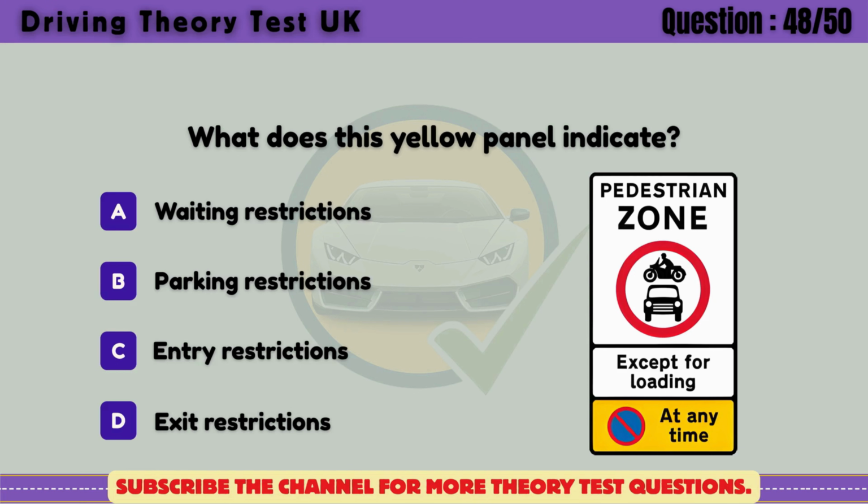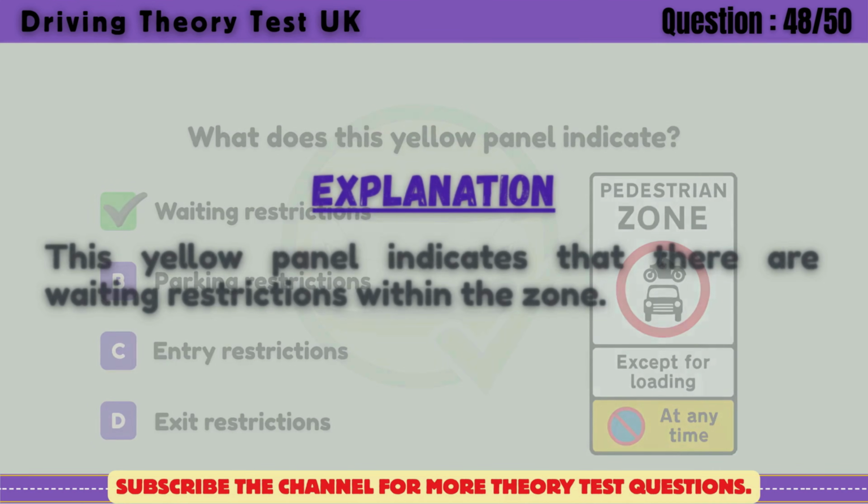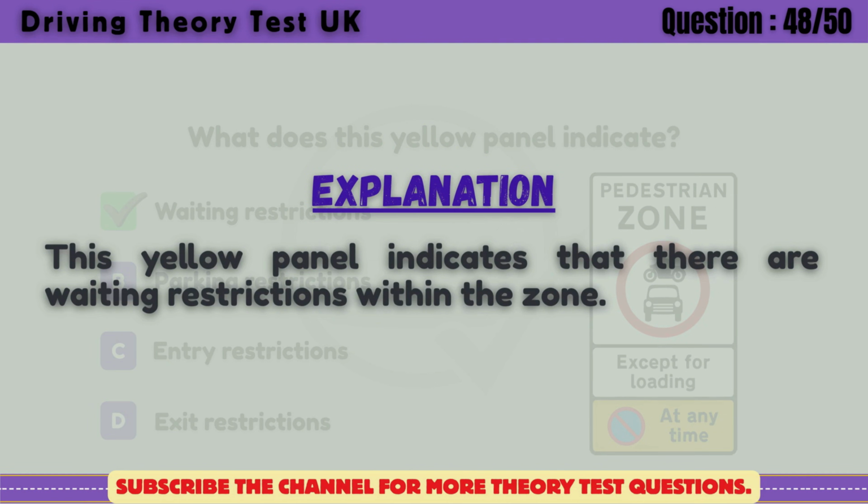Question 48. What does this yellow panel indicate? Option A. Waiting restrictions. B. Parking restrictions. C. Entry restrictions. D. Exit restrictions. Answer is A. Waiting restrictions. This yellow panel indicates that there are waiting restrictions within the zone.